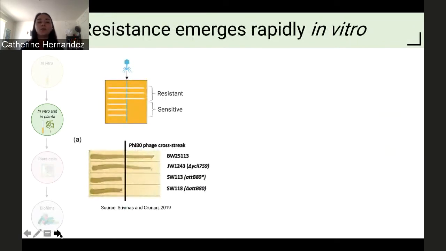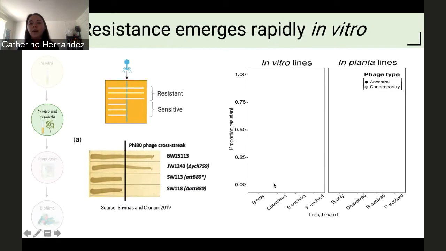And so for this, we did a simple streaking assay where you take a liquid stock of phage and you drip it down an agar plate, and then you pick individual colonies of bacteria and you streak them across the line of phage, and if they can grow over the phage streak, they're resistant, and if they can't, then they're sensitive. And so this is an example of what that looks like on an actual agar plate. And then in this graph, we have the proportion resistant for both the in vitro passage populations and the in planta passage populations. We have our different treatments that I had told you about on the previous slide on the x-axis. And then we assayed for resistance against 2 types of phage, so the ancestral original phage from the experiment and contemporary phage. So that's phage from the end of the experiment.